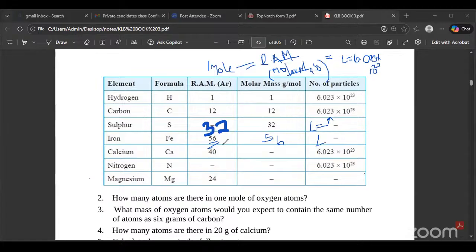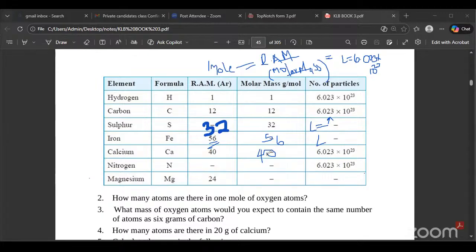Calcium has an RAM of 40. So the molar mass is also 40. So these things are the same. The only thing that will change is that RAM is a ratio, it does not have units. Molar mass has units. Now I'll repeat that statement very slowly. RAM and molar mass are the same. The only difference is one of them is a ratio. So one of them will have units, another will not have any unit. So it is very important for you to know that.